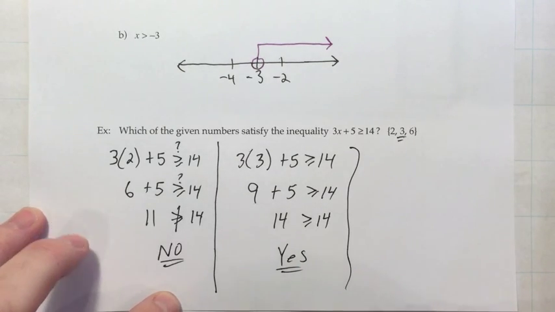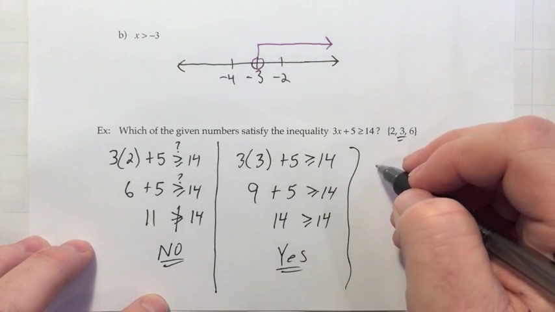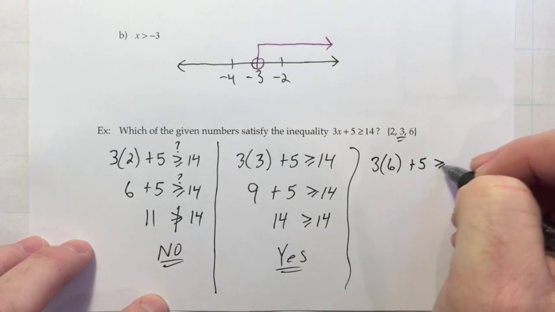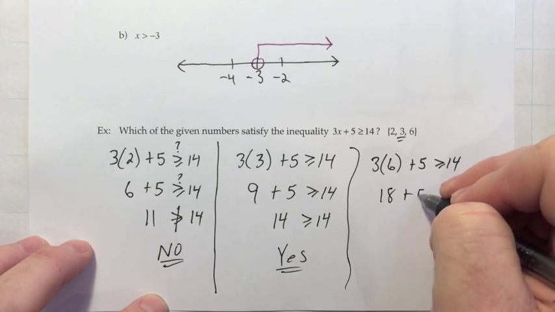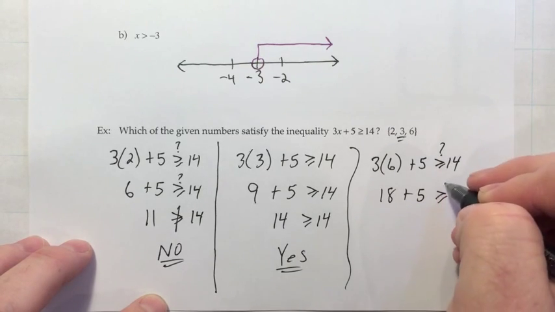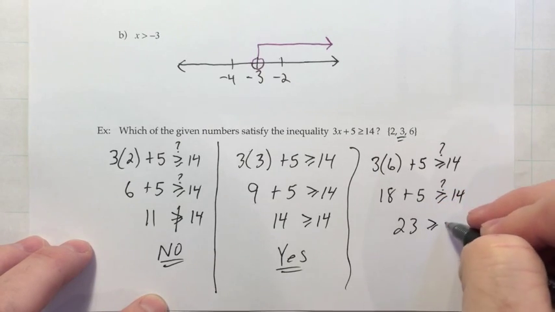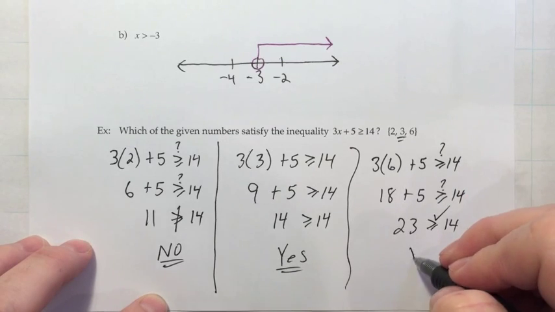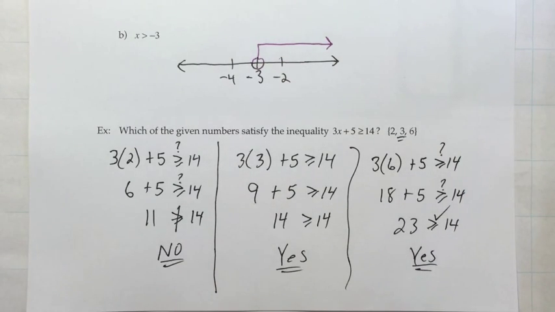And then we want to move on and check the 6. So doing the same thing, we substitute the 6 in for x. 3 times 6 plus 5, is that greater than or equal to 14? So we simplify. 18 plus 5, is that greater than or equal to 14? And then finally we get 23 is greater than or equal to 14, and that is true, so I'll put a check mark, and we have another solution. So of the 3 numbers we tried, we see that 2 of them are solutions.